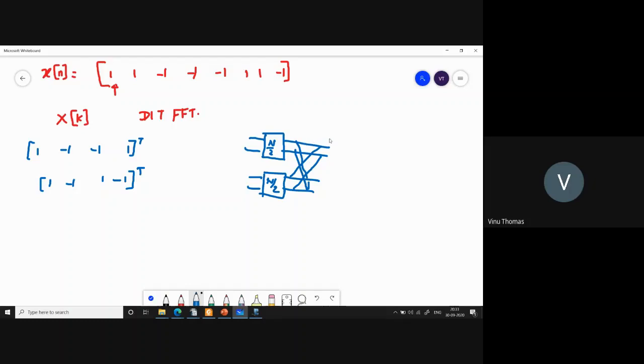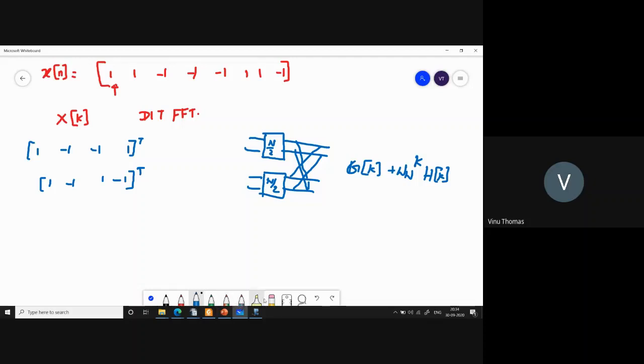So you have W raised to k, so G of k plus W raised to k into H of k, where G of k was the DFT of the even component and H of k was the DFT of the odd component. For this particular example, N is equal to 8, therefore N by 2 is equal to 4. So you are required to compute 4-point DFTs for the even sequence and the odd sequence. You know how to compute the 4-point DFTs.